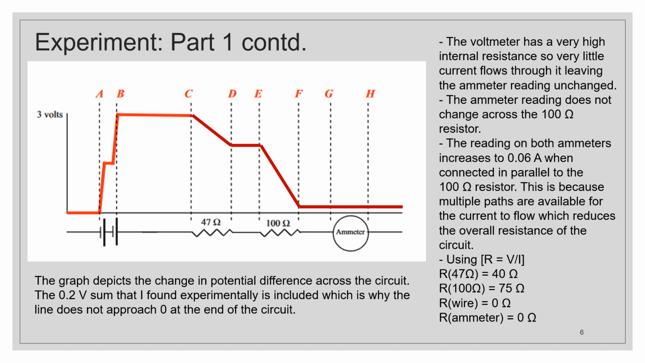The reading on both ammeters increases to 0.06 amps when connected in parallel to the 100 ohm resistor. This is because multiple paths are available for the current to flow, which reduces the overall resistance in the circuit. The experimental resistances of the circuit components are also calculated and presented on the slide.